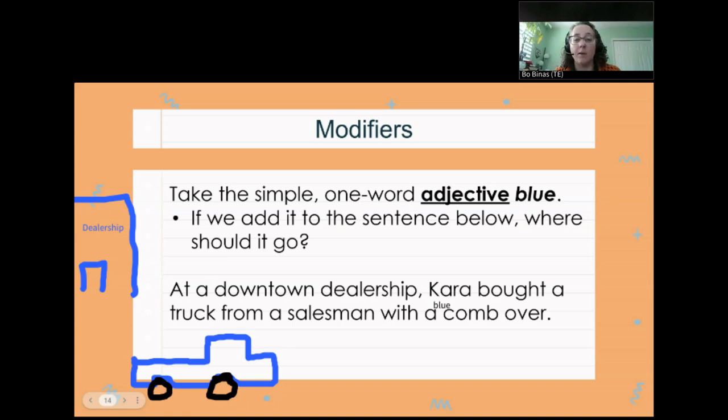Okay. Now, what if I put it there? At a downtown dealership, Kara bought a truck from a salesman with a blue comb over. Now what are we picturing? Right, his hair is blue. So we got the salesman over here. He's got blue hair. Maybe he used to be cool in high school. He peaked in high school and just couldn't let it go and just kept dyeing his hair. Now he sells cars. I don't know. Right? But depending on where that modifier is, it changes the meaning of something in the sentence, right?